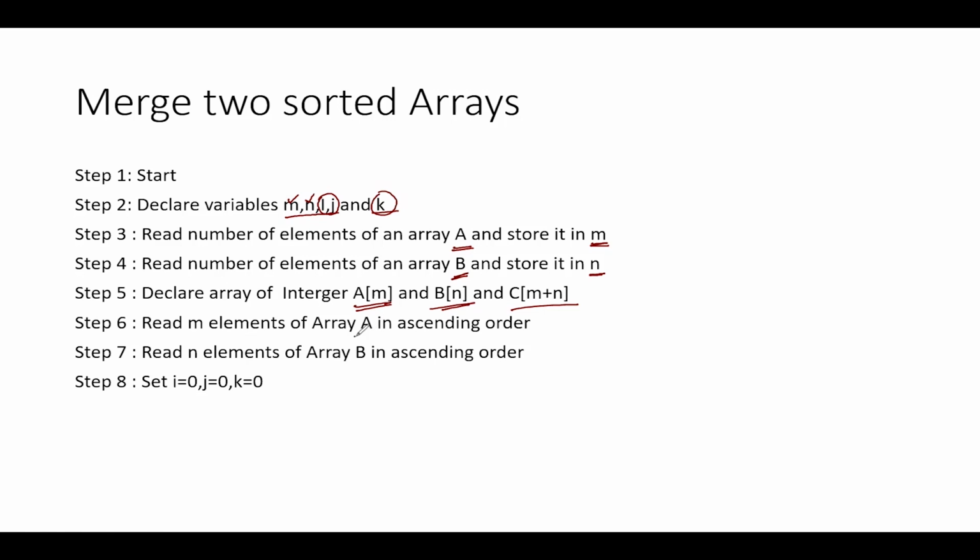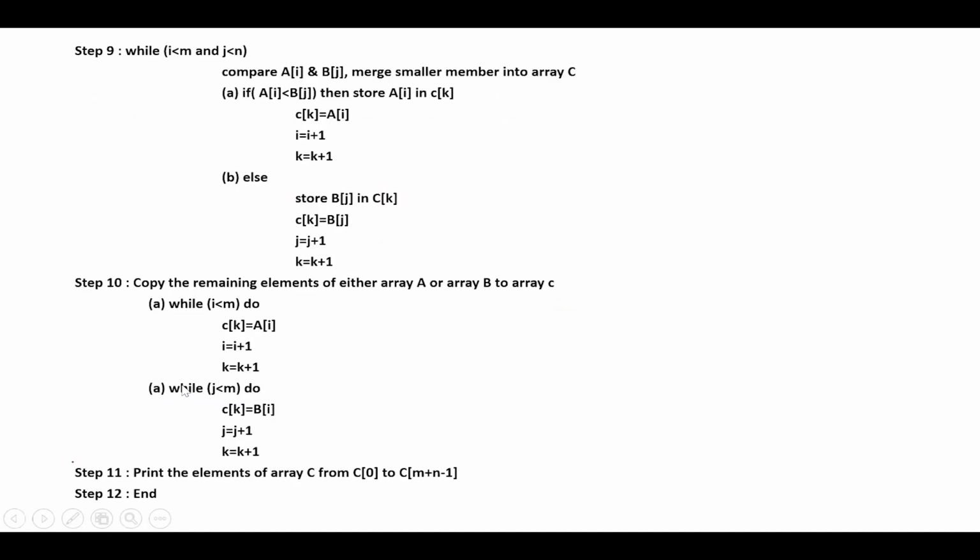And then I'm going to read all the elements into the array A, and also I'm going to read all the elements into the array B. Also, we are going to set i, j, and k to 0, as we have seen in the previous example. All right. Now, this is nothing but code. Whatever we just wrote and executed is written in the form of code.